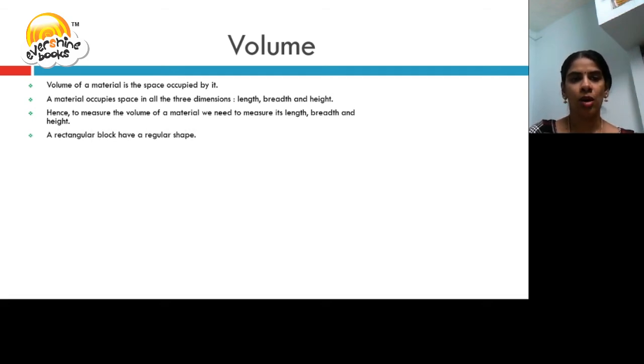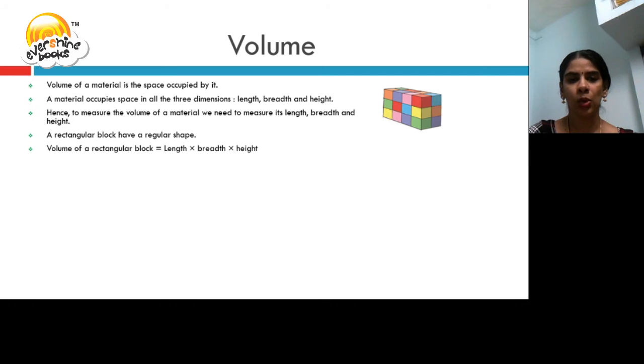A rectangular block has a regular shape. Volume of a rectangular block will be equal to length times breadth times height. Let us consider length is 5 cm, breadth is 2 cm and height is 3 cm. The answer is 30 cubic centimeter. When we multiply centimeters 3 times, we call it cubic cm or cc.